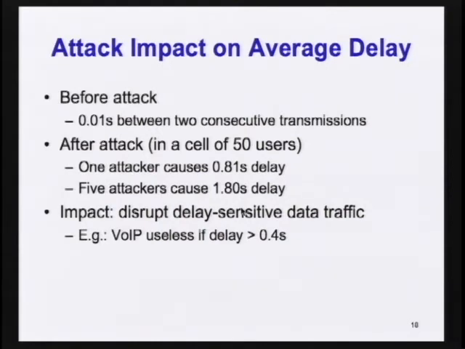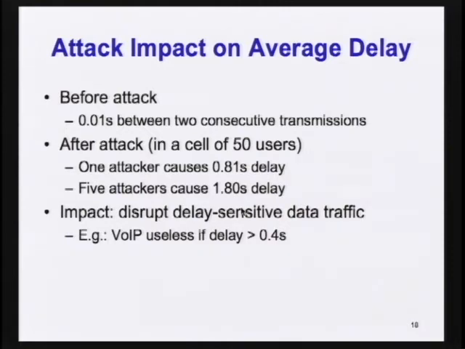Okay, so we have looked at the impact of the attack on the bandwidth. But certain applications are delay sensitive. So what's the impact of the attack on delay? Before the attack, again assuming similar channel conditions of all mobile users, there are about 10 milliseconds average delay between two consecutive transmissions on every user. After the attack, in a cell of 50 users, one attacker can cause about 0.8 seconds of delay, whereas five attackers can cause about 1.8 seconds of delay.